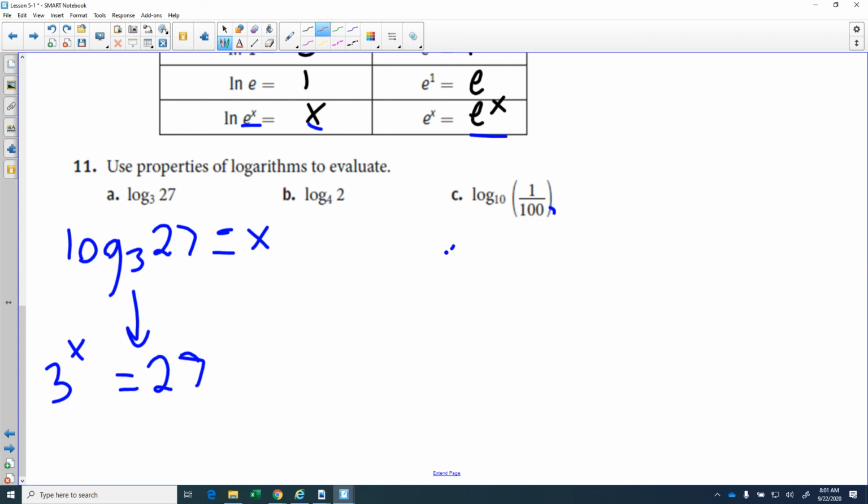So if you notice, if I want to write it as an exponential, we have a base, our exponent, and our answer. And from there, all we have to do is plug a value in for x, or try to think 3 to what power is going to give us 27. Well, in this case, x has to be 3.